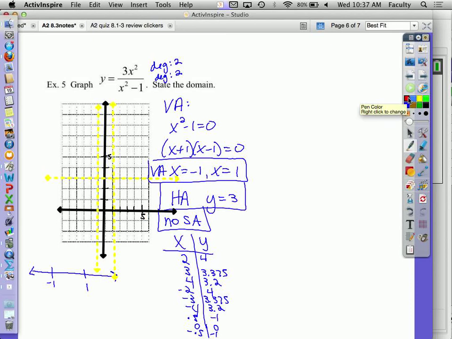Alright, then here we go. I have 2, 4, 3, 3.75, so you can tell. And I have the symmetry over here. And then I had 0, 0, 1/2, -1. So it almost looks like a parabola in the middle.